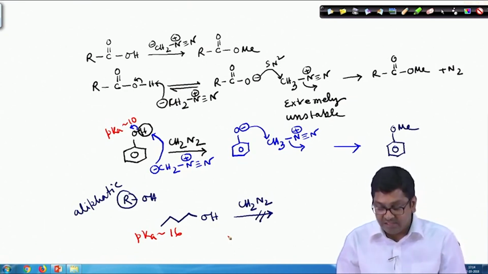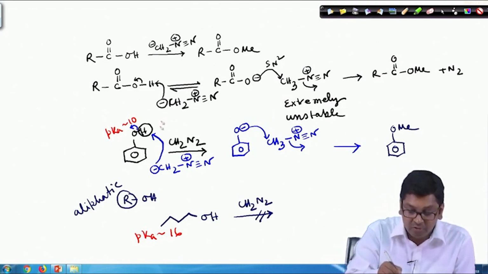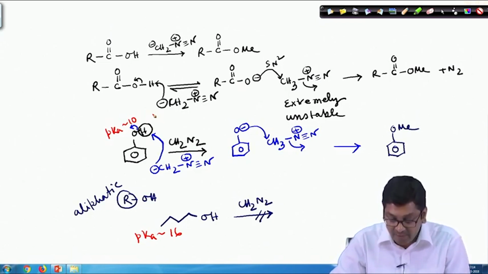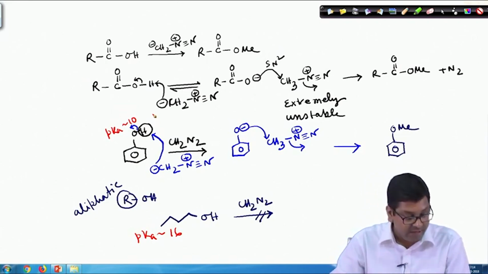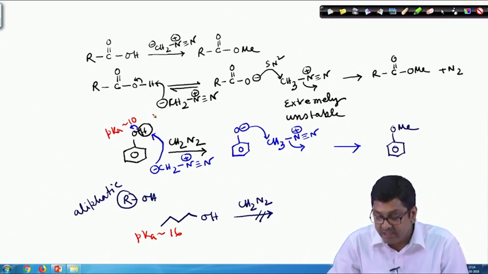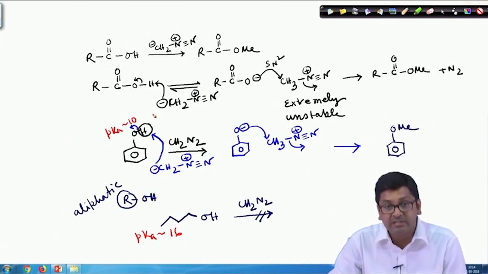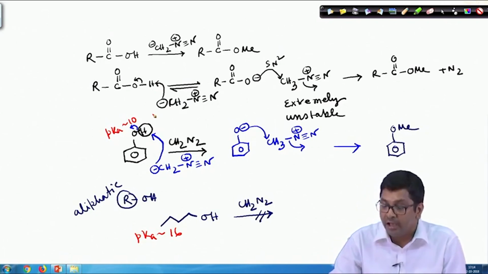Okay. So, what is the basic fundamental criterion here? This corresponding hydrogen has to be acidic, so that it can be picked up by diazomethane and give this extremely unstable diazonium cation, so that the corresponding anion, in carboxylic acid the carboxylate anion, in phenol the phenolate anion, can react with this extremely unstable diazonium species to give its corresponding methyl ester or methyl ether. Okay.